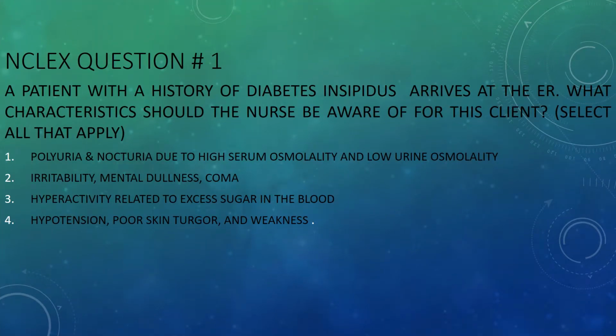First nursing question. A patient with a history of diabetes insipidus arrives at the ER. What characteristics should the nurse be aware of for the client? Select all that apply. One, polyuria and nocturia; two, irritability, mental dullness or coma; three, hyperactivity related to excess sugar in the blood; or four, hypotension, poor skin turgor, or weakness. The answer is 1, 2, and 4. If urine output exceeds fluid intake, we might see dehydration symptoms like hypotension, weakness, and poor skin turgor. We also might see CNS manifestations. Number 3 is wrong because those are signs and symptoms of diabetes mellitus.